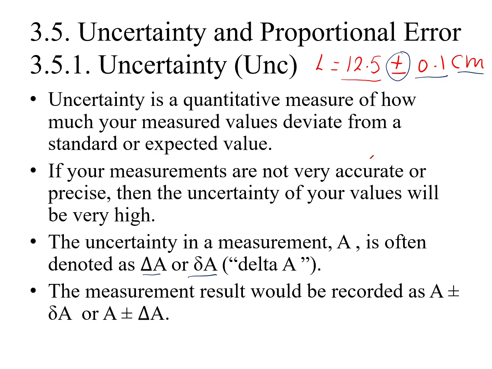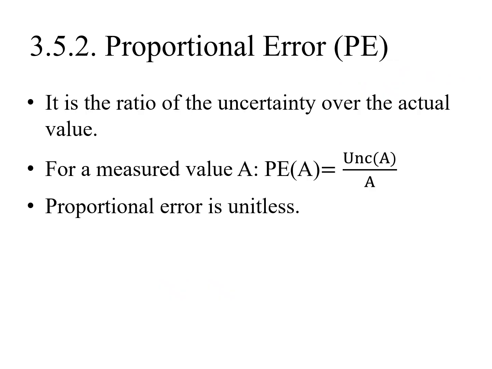Sometimes the absolute uncertainty alone does not tell the whole story. We also need to compare the uncertainty to the size of the measurement. Proportional error compares the uncertainty to the measured value. It tells us how large the uncertainty is relative to the measurement. The formula is: the proportional error of a measurement equals the uncertainty divided by the measured value. If we want percentage error, then we multiply this proportional error by 100%.